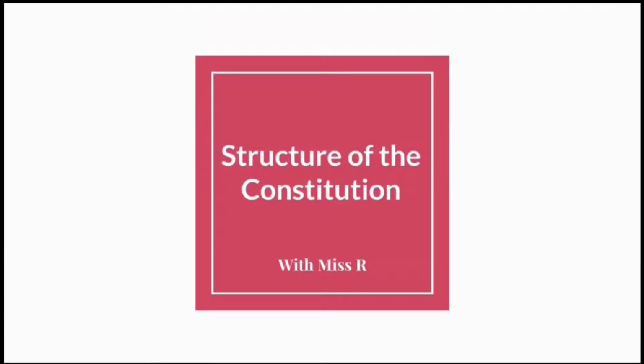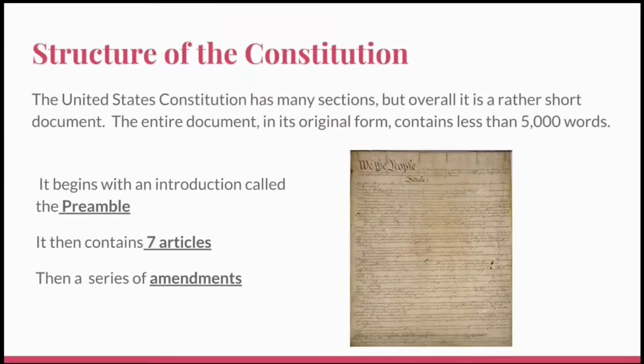Today we're going to be talking about the structure of the Constitution. So essentially, what are the different parts of the Constitution and what do they do? The US Constitution has many sections, but overall it's actually a pretty short document. The whole thing in its original form contains less than 5,000 words. It's all on one page. It begins with an introduction called the Preamble, then it has 7 separate articles, and then a series of amendments.